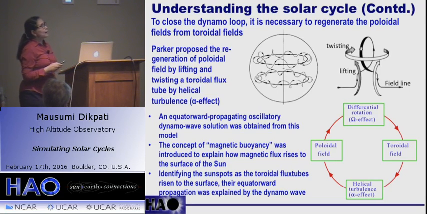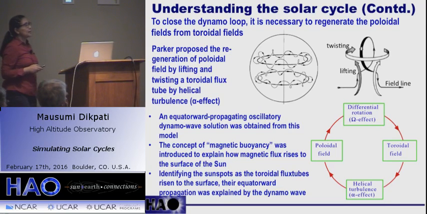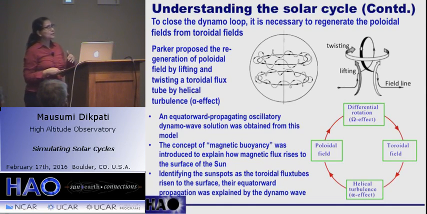And Parker also introduced the concept of magnetic buoyancy to explain their rise through the convection zone to the surface to produce spots. Identifying the sunspots as toroidal flux tubes risen to the surface, their equatorward propagation was explained by an equatorward propagating oscillatory dynamo wave solution obtained from Parker's model.